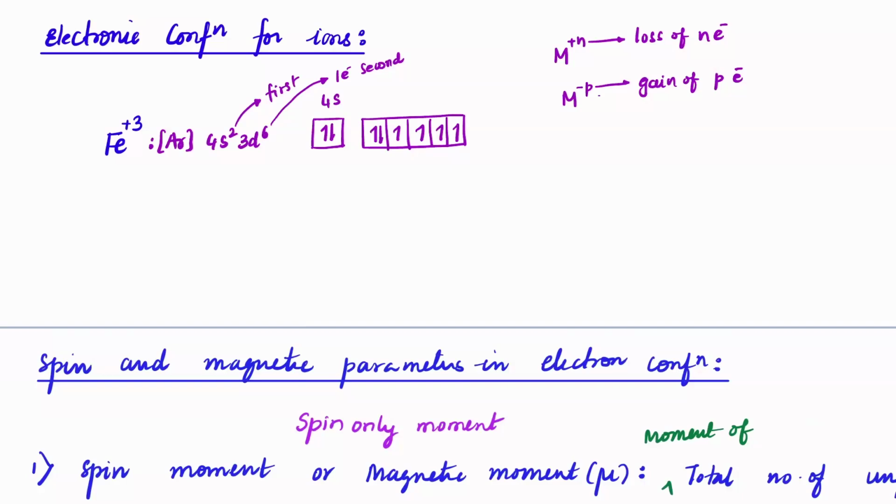So after doing that, what will Fe plus 3 become now? It keeps the argon core, and Fe plus 3 will become 4s0 and 3d5. So a total of 3 electrons have been lost. Clear? Remove electrons from the outermost orbit first. Outermost orbit first. So it becomes 4s0 and 3d5.